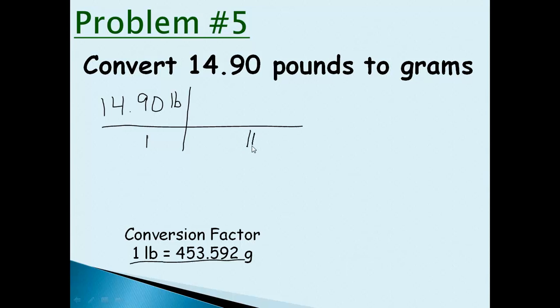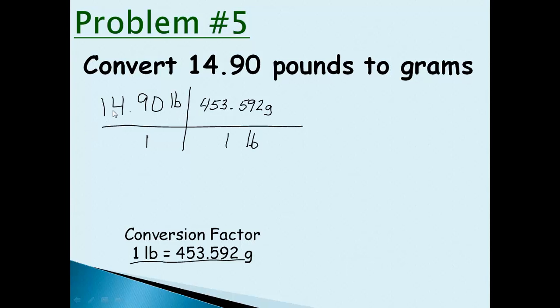Pounds go on the bottom because we want them to cancel out. The number that's with pounds is 1, so I have 1 pound on the bottom. That means that this number, 453.592 grams, goes on the top. Now, here's what I was talking about with that math.